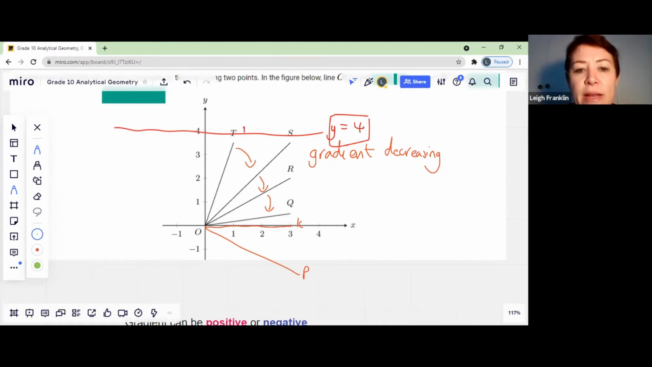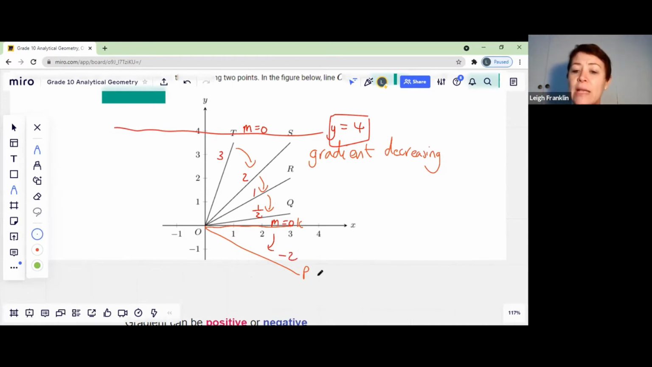So here the gradient would be 0. This line over here, the gradient would be 0. I don't know what the gradient of OQ is, but let's say the gradient of OQ is a half, then this could be 1, that could be 2, that could be 3. It's getting steeper. But now when I come down here to OP, I'm walking downhill. So now my gradient could be something like -2 or -3.